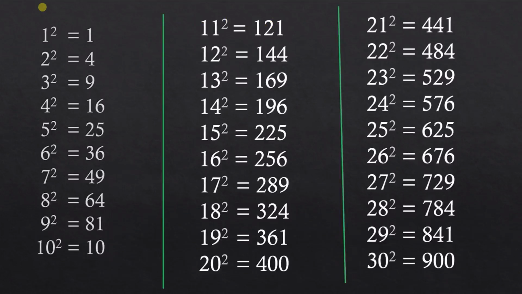If you are preparing for any competitive exam, you need to learn by heart at least up to 30 number squares. If you have learned by heart up to 20 squares, now it's time to learn up to 30 squares. Today itself you need to learn up to 30 number squares. Okay, now let's move to the topic, that is how to find the square of numbers.